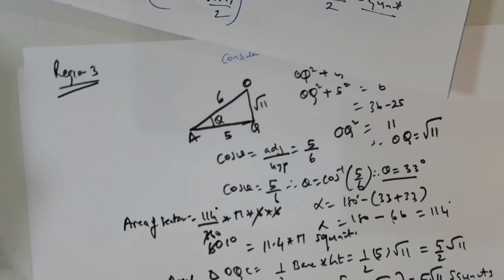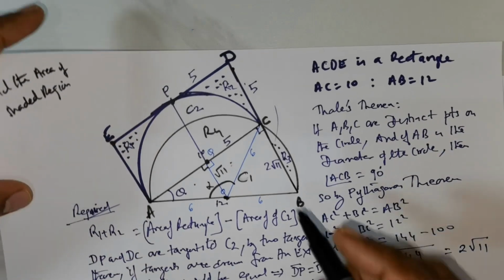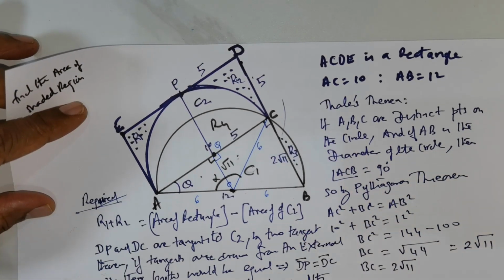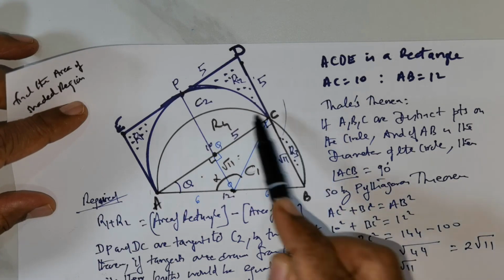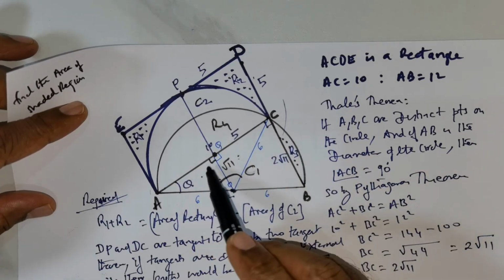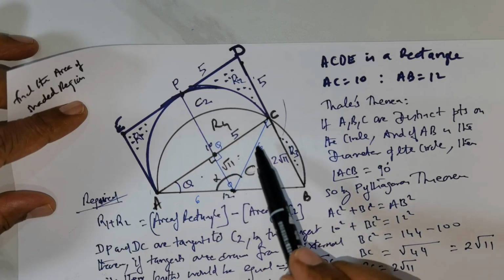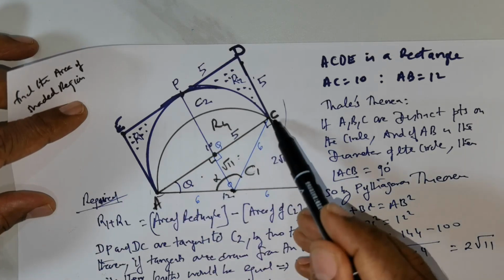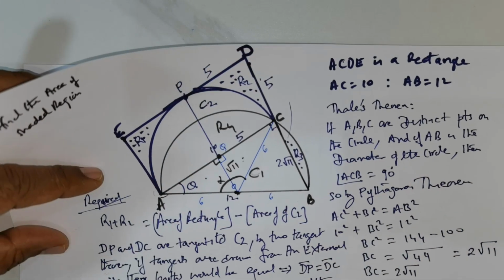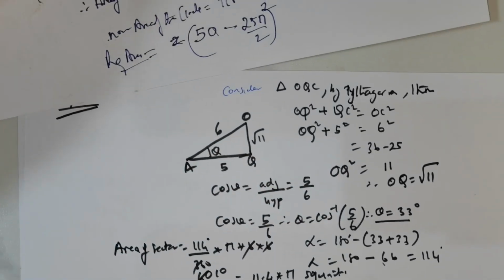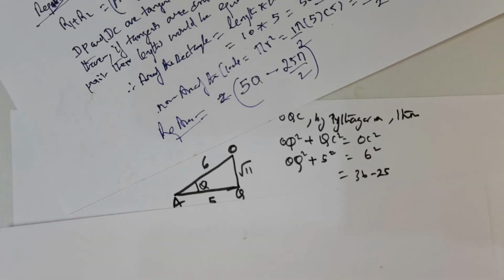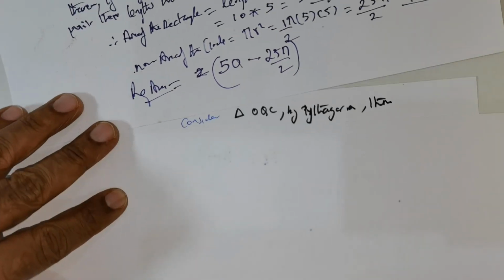Okay, I've got R4. Now I need to get R3. So this is the big challenge. How do I get R3? R3 is got by taking the entire circle area. From the circle area I need to subtract this R4 and the area of ACB, the area of the triangle ACB. That would give me this R3. So do I have a space? Okay, let me use this one.